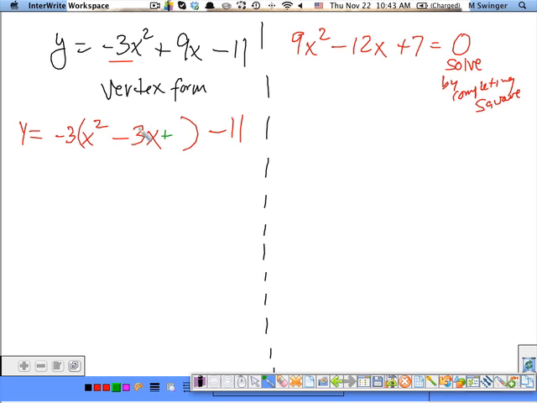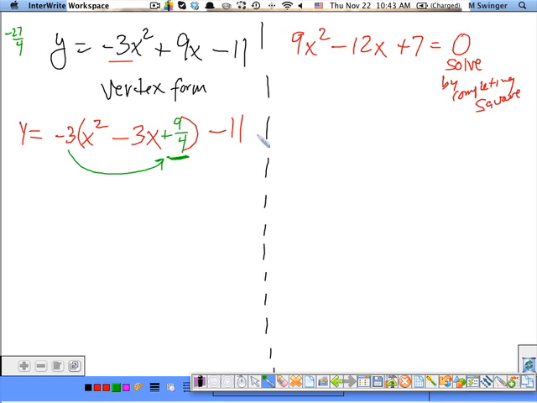Plus half of b, which is 3 halves, square it, 9/4. Half of b, or b divided by 2, square it, is 9/4. Now, you didn't really add 9/4. You added negative 3 times 9/4. That's how much you added. So I put it off to the side sometimes. Negative 3 times 9/4 is negative 27/4. That's how much I added.